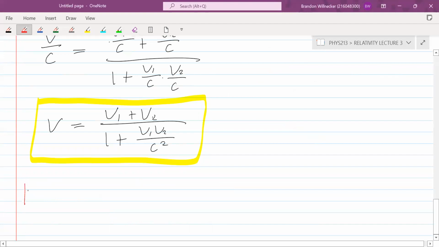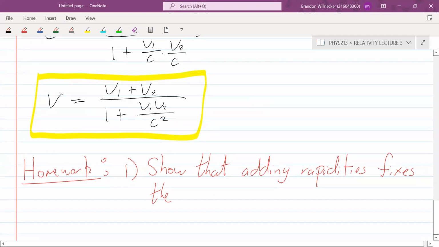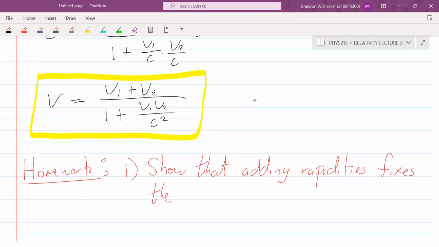Okay, so I've got a bit of a homework problem. Number 1. Show that adding rapidities fixes the problem of moving faster than the speed of light.